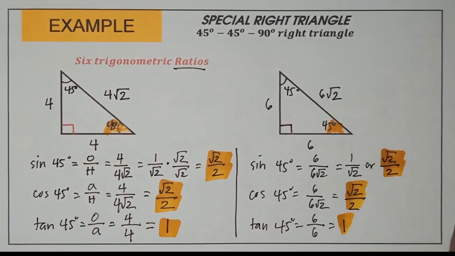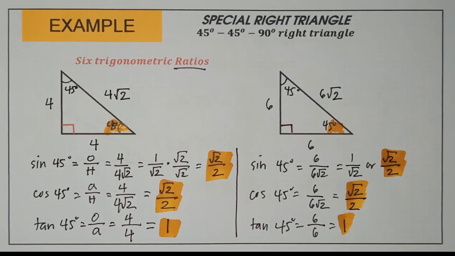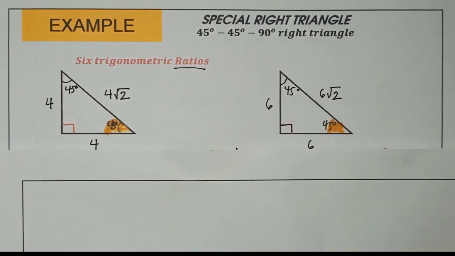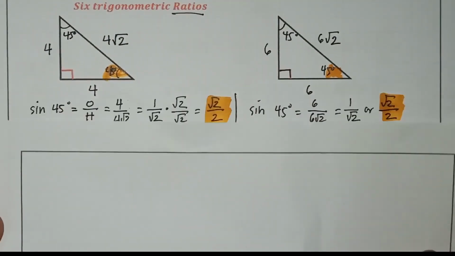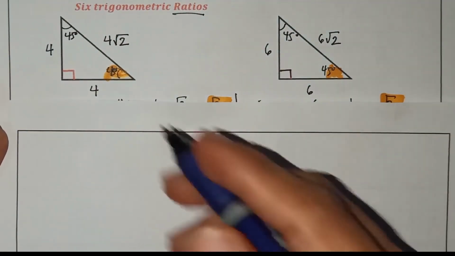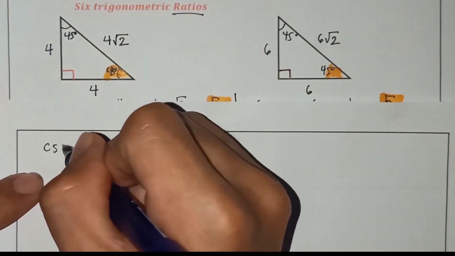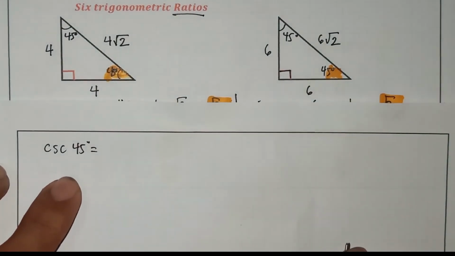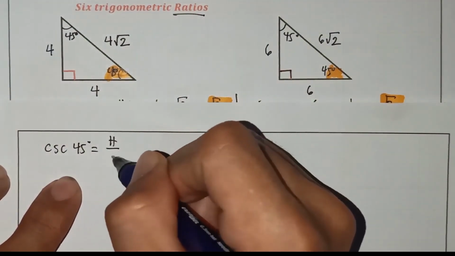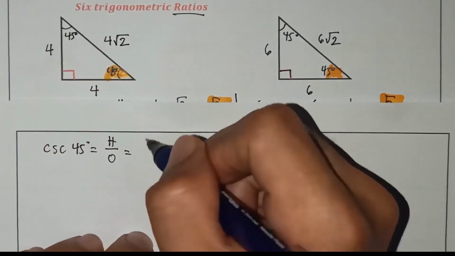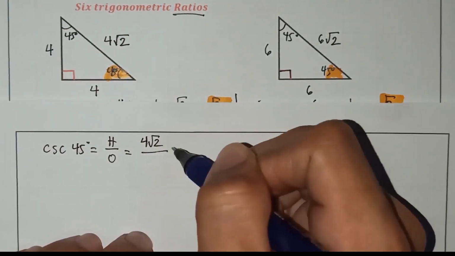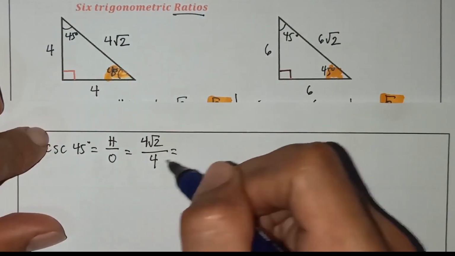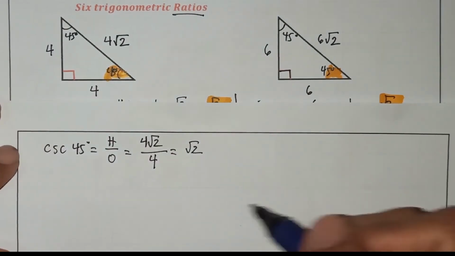As we continue, let's say we will get the cosecant 45 degrees. The cosecant 45 degrees is hypotenuse over opposite. So the hypotenuse is 4 square root of 2, and the opposite here is 4. So the result here is 4 over 4, which is 1. So that is now square root of 2.